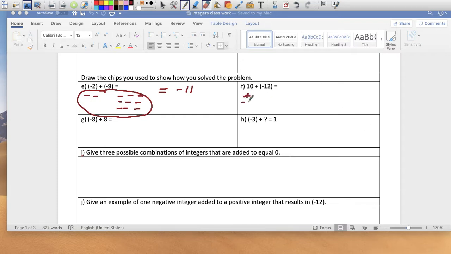10 and -12. 1, 2, 3, 4, 5, 6, 7, 8, 9, 10. And 1, 2, 3, in groups, for the negatives. And definitely they're not friendly, so I can make 0 pairs here, right? I'm going to make 10 pairs: 1, 2, 3, 4, 5, 6, 7, 8, 9, 10. All of those were 0 pairs, right? They canceled each other. So what do I have left over? I have 2 negatives, and that's what I'm going to write. And you can tell right away that there were more negatives than positives, so the answer had to be negative.